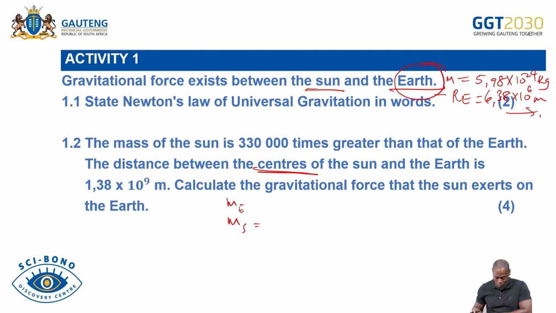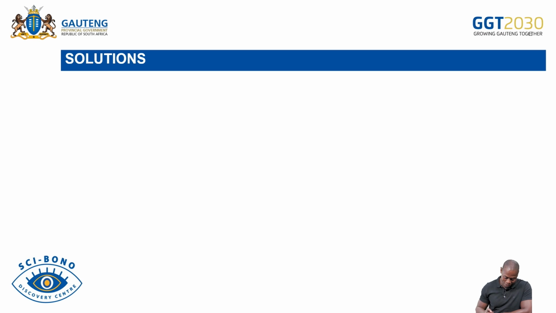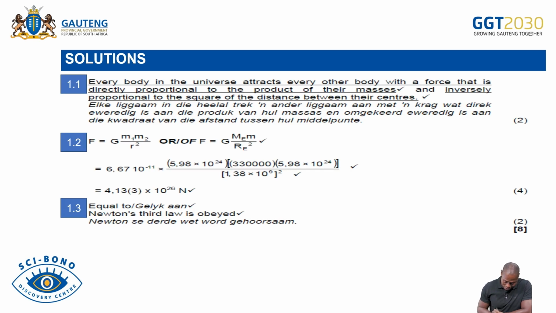Then they want us to calculate the gravitational force that the sun exerts on the earth. So let's check. The equation, F equals G m1 m2 over R squared, okay? Then what is G? 6.67 times 10 to the power negative 11. Mass of the earth, we have that on our data sheet. And then this is the mass of the sun. We are told that the mass of the sun is 330,000 times greater than that of the earth. Hence, we multiplied 5.98 times 10 to the power 24 by 330 thousand.